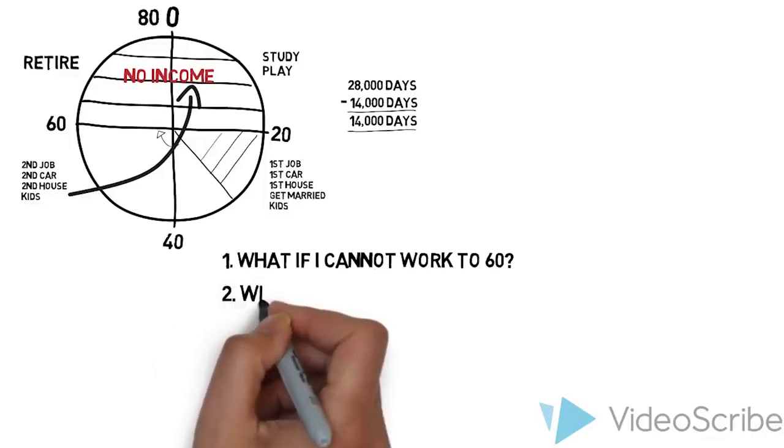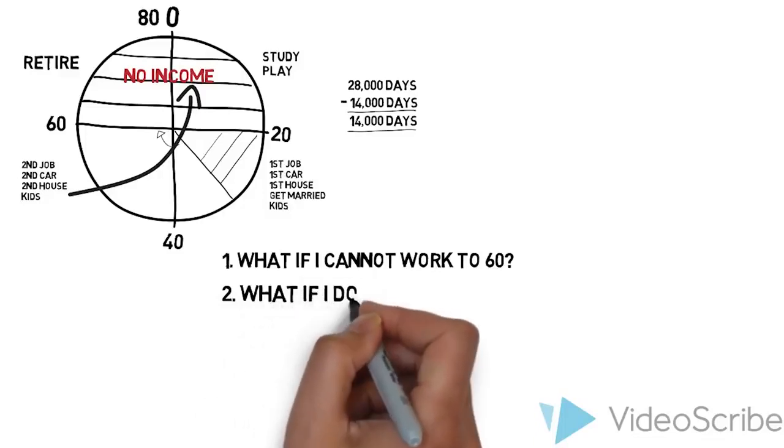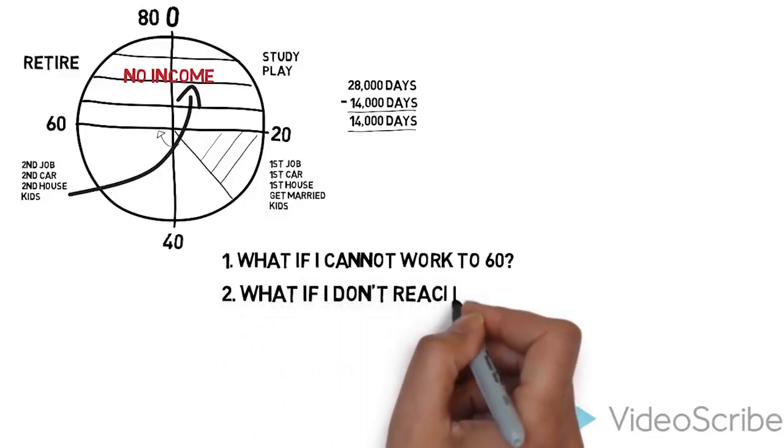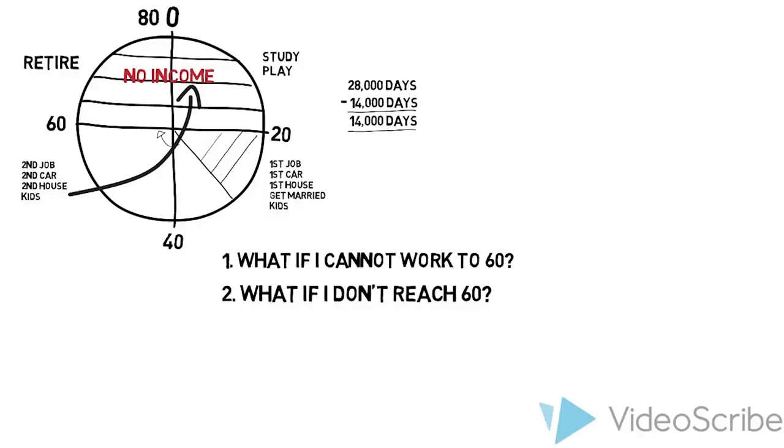My second biggest fear is, what if I don't reach 60? You see, if I reach 60, the only thing left was to retire. But if I don't reach 60, we have a problem, and that's our second biggest fear. And the way to handle this is if we use a product called life insurance, which is an income protection for my family in the event of death.